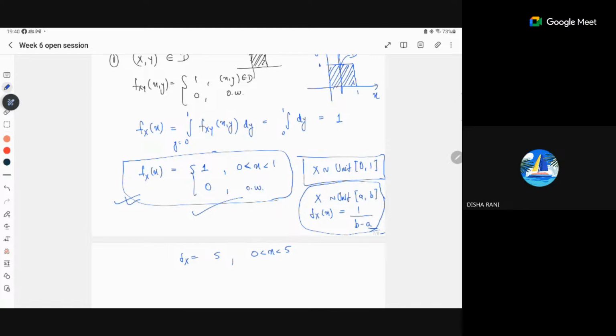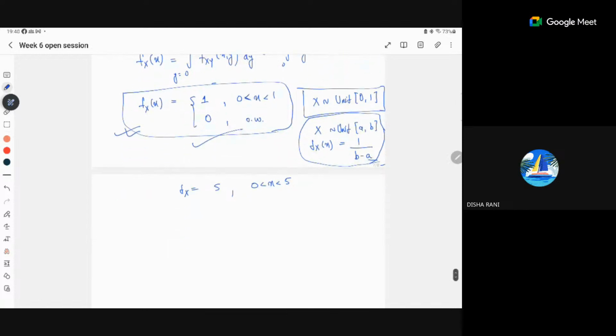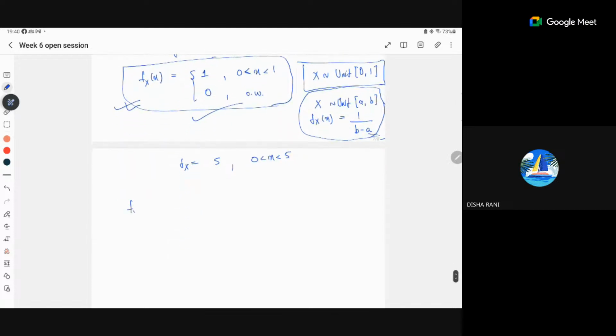Okay, this was about f of x. What about f of y? It is going to be the same. We will replace x with y and it will again come out to be 1. So even y is a uniform distribution from 0 to 1.